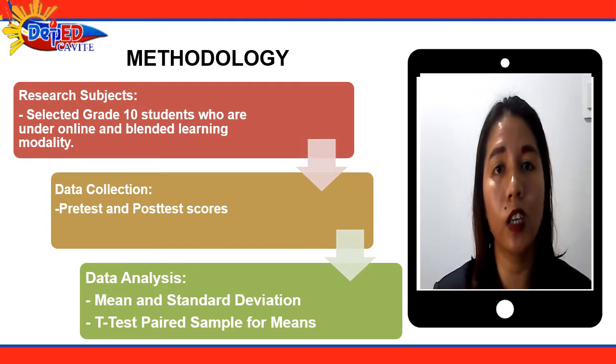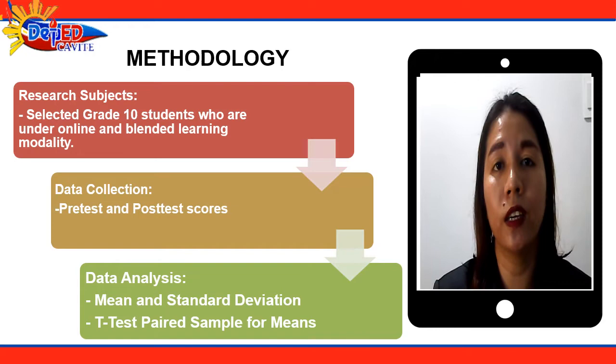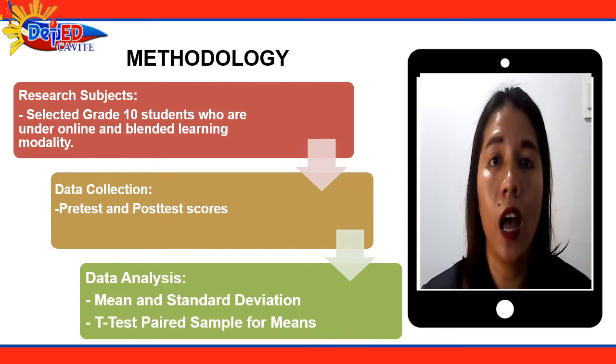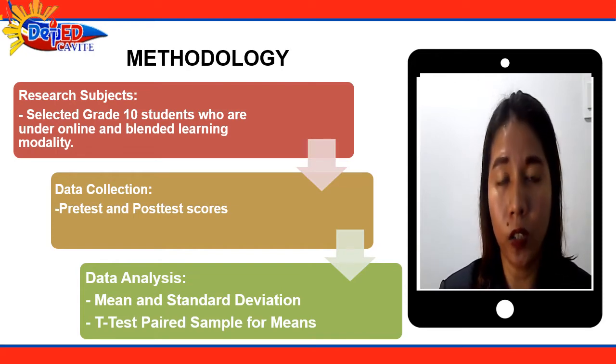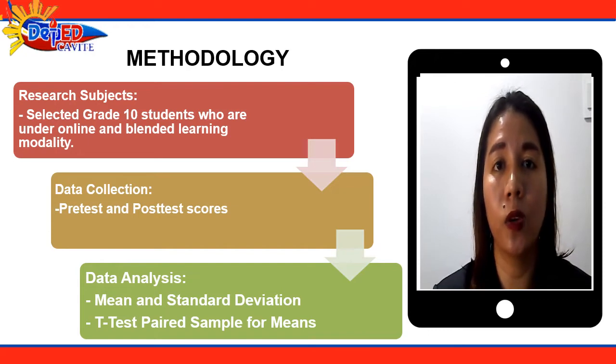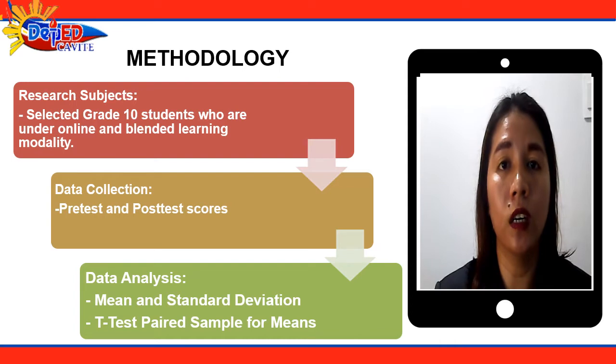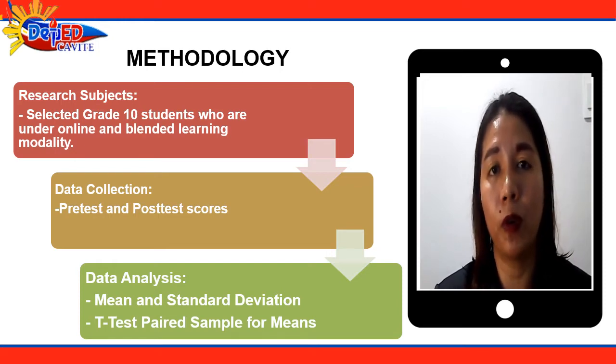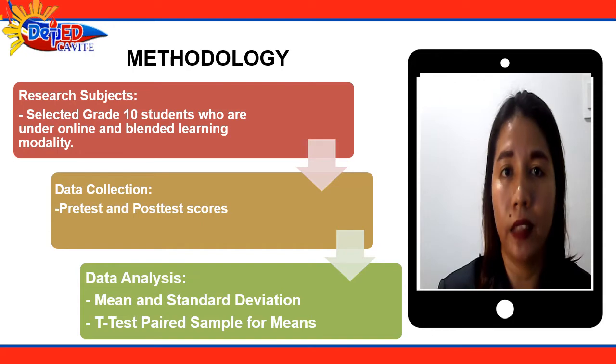For the data collection, the students were given pre-tests and post-tests, and the scores were gathered and analyzed. The mean and standard deviation were computed, and the pre-test and post-test scores were analyzed statistically using the paired sample t-test for means to analyze the data.